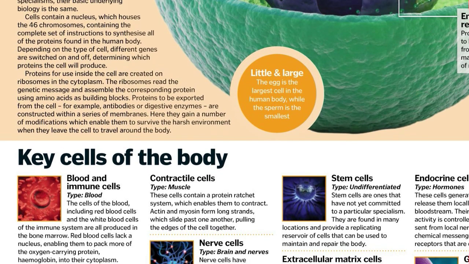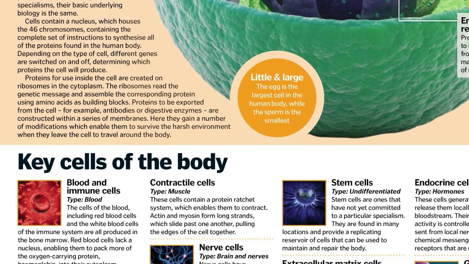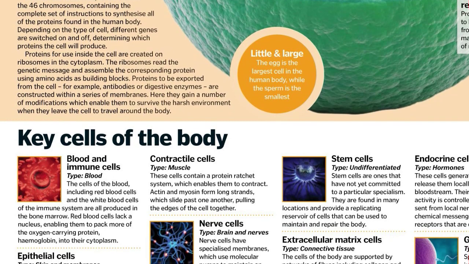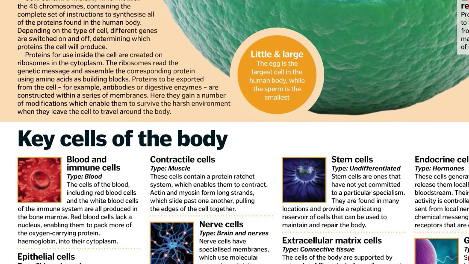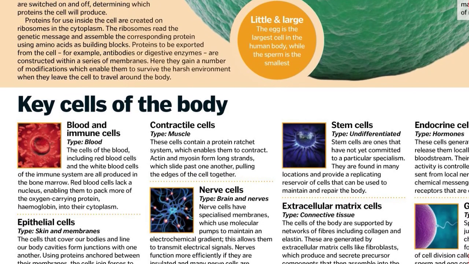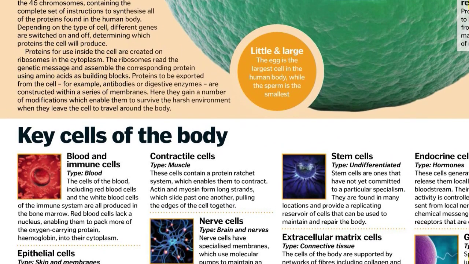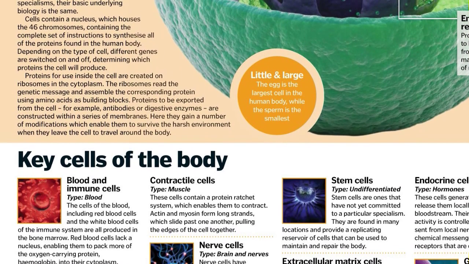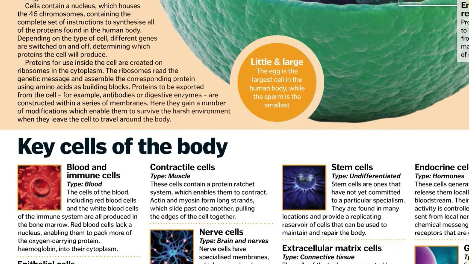The ribosomes read the genetic message and assemble the corresponding proteins using amino acids as building blocks. Proteins to be exported from the cell, for example antibodies or digestive enzymes, are constructed within a series of membranes. Here they undergo a number of modifications which enable them to survive the harsh environment when they leave the cell to travel around the body.